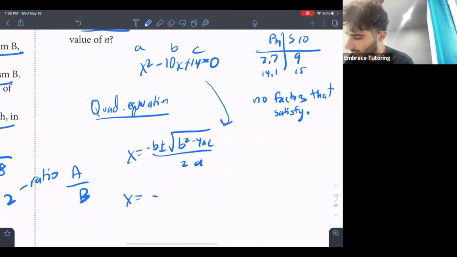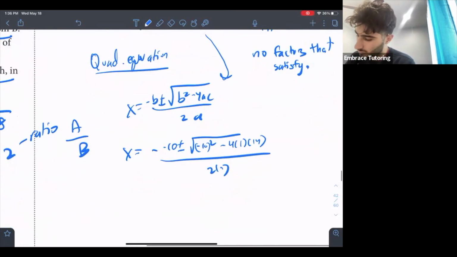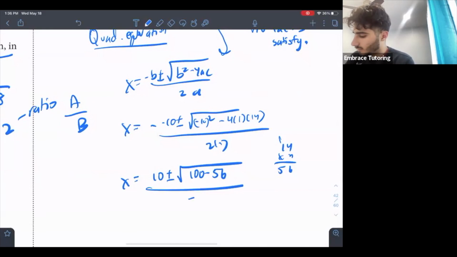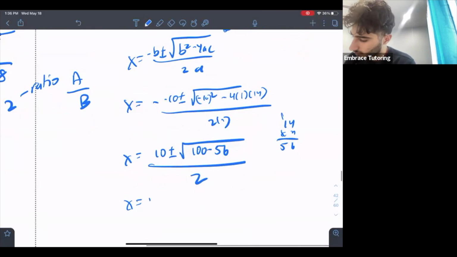So what you would do is x is equal to negative negative 10 plus or minus the square root of negative 10 squared, minus 4 times a times c, which is 14, over 2 times 1. And then you simplify, you get positive 10 plus or minus the square root of 100 minus 14 times 4, which is... 14 times 4 is 56. Sorry, my bad. 100 minus 56, over 2. And now you have x is equal to 10 plus or minus the square root of 44 over 2.